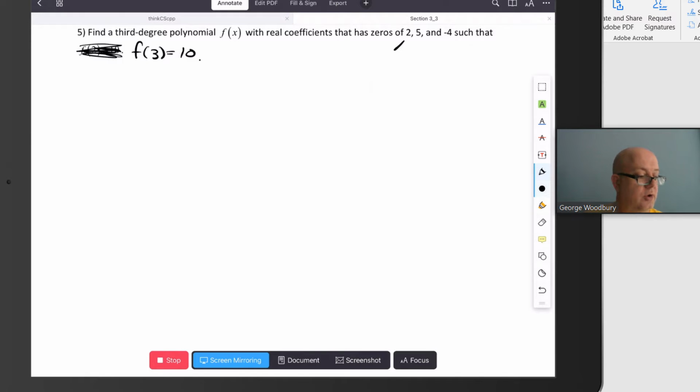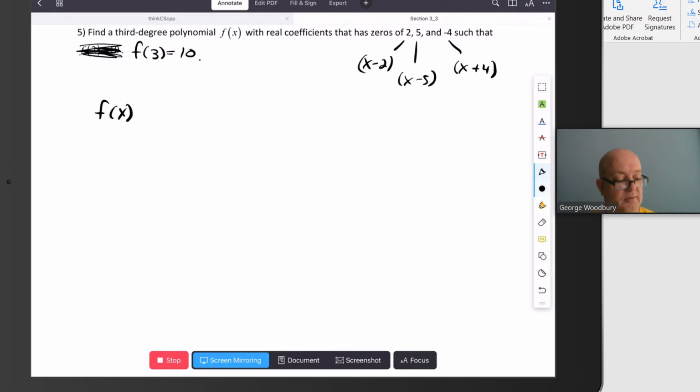Since 2 is a zero, that means that x minus 2 is a factor. Because 5 is a zero, that means that x minus 5 is a factor. And because -4 is a zero, that means that x minus -4, or x plus 4, is a factor. So our function, f of x, will be of this form: some number a, which we'll find in a minute, times x minus 2 times x minus 5 times x plus 4.